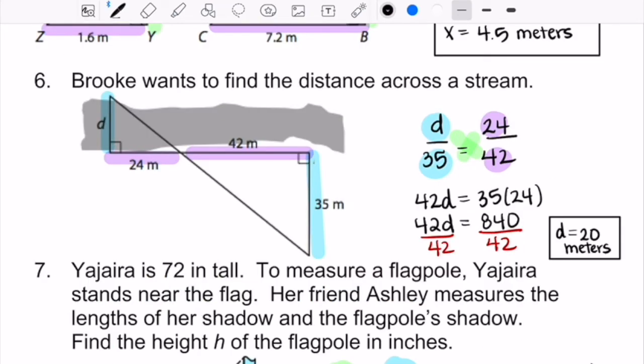meters. Similarly, on number 6, Brooke wants to find the distance across the stream. And so for this one, I set it up as blue over blue equals purple over purple. So those sides correspond to one another. So d over 35 equals 24 over 42. And then you solve from there. 42d equals 840. Divide both sides by 42. And you get that the distance across the stream is 20 meters.